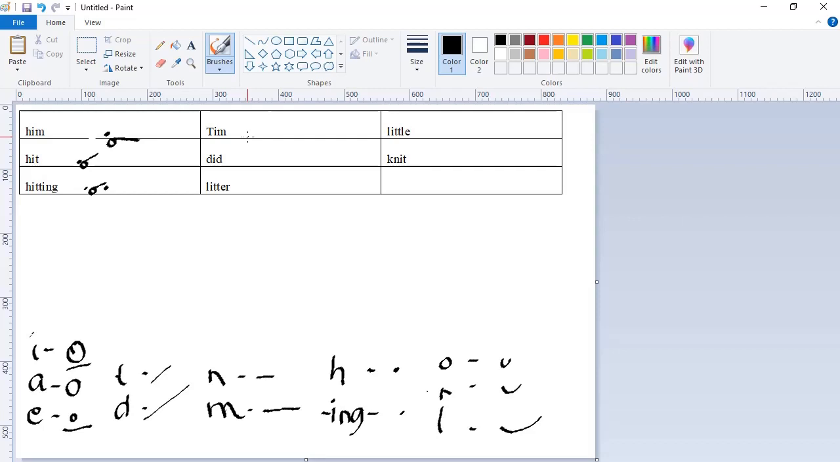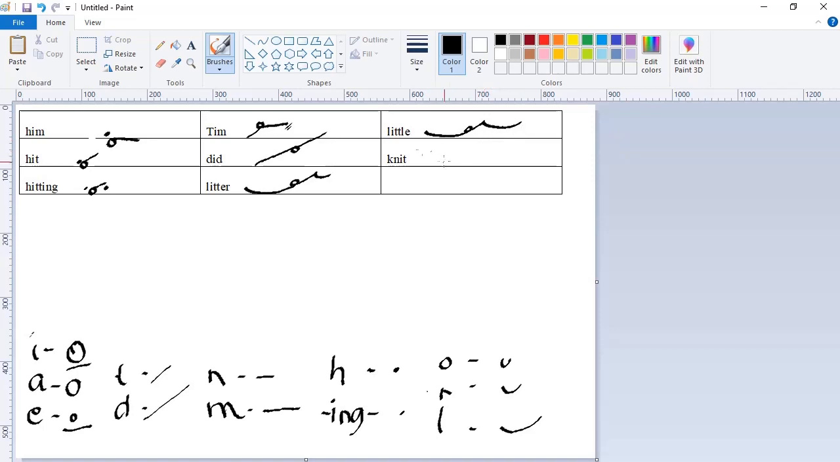Team. We have T, I, M. Team. And then we have our capital symbol. Did. D, I, D. Did. Next, litter. We have L, I, T, R. Litter. Little. So we have L, I, T, L.